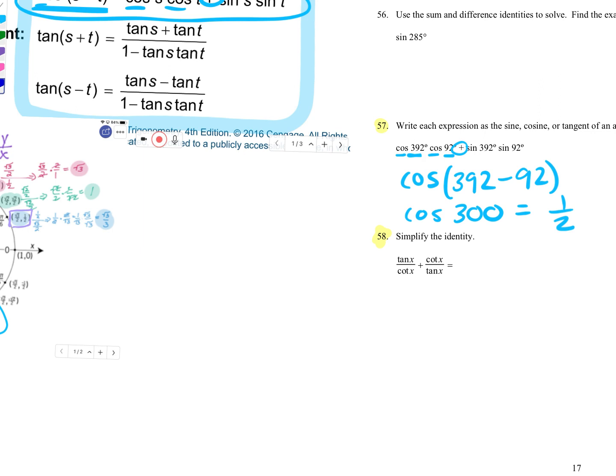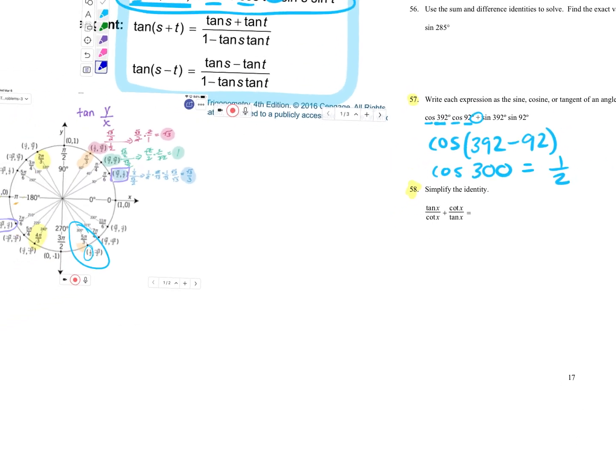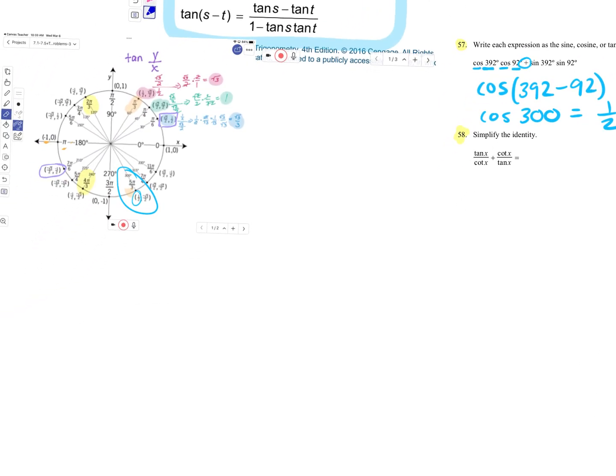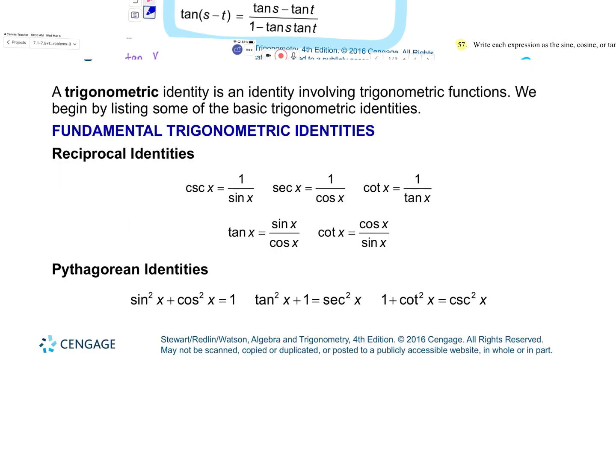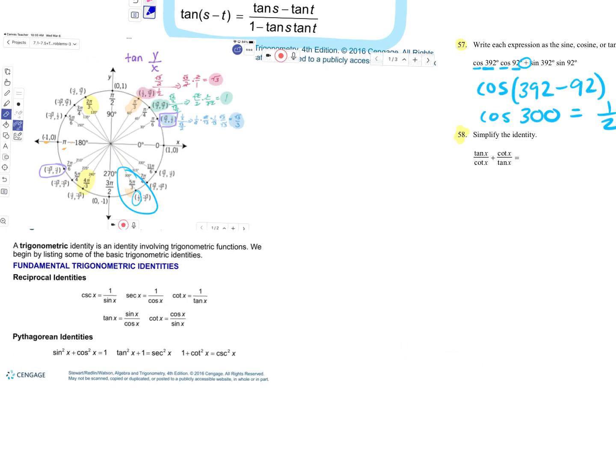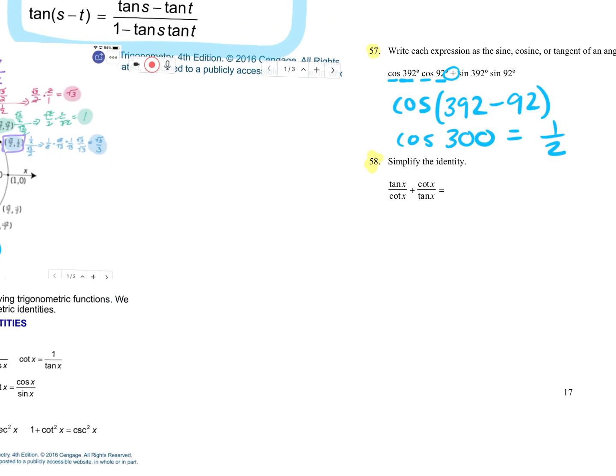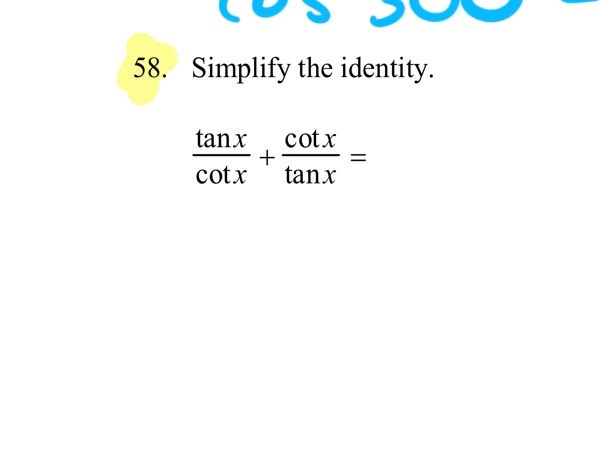And then the last one is our identities. So you're going to be given your identity sheet too. So this one also. So here we're simplifying the identity. You want to make it as small or as condensed as possible. So if you have two fractions, you may need to try to find a common denominator.